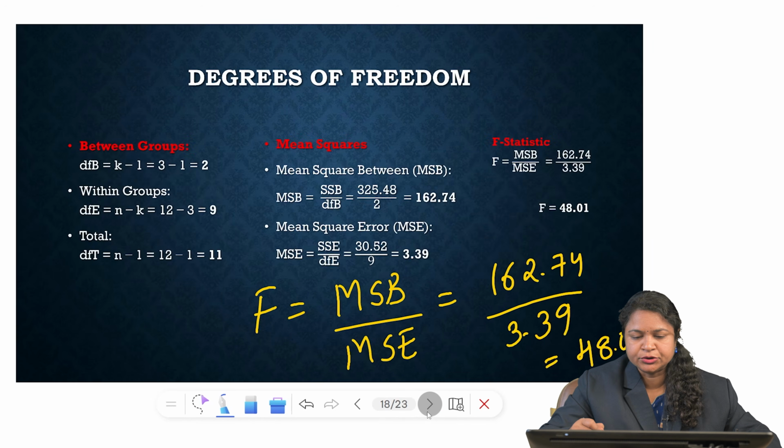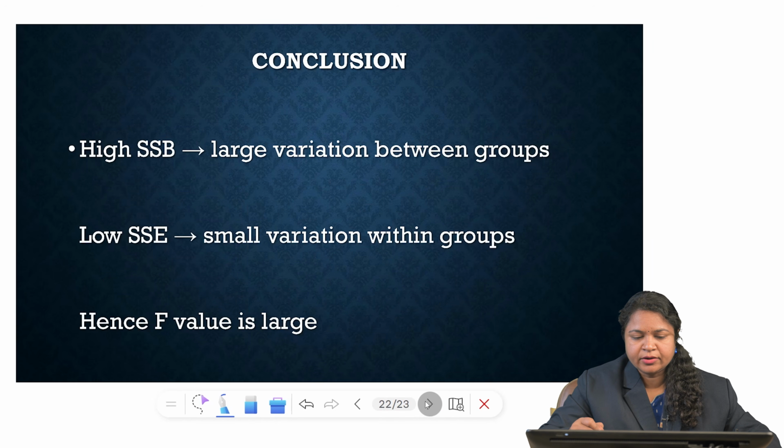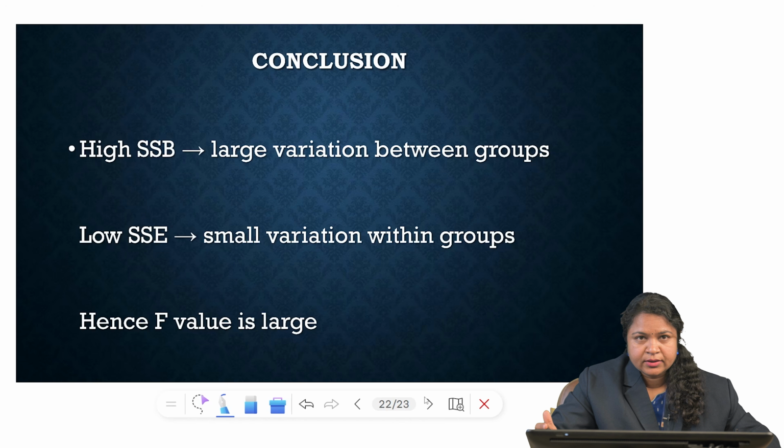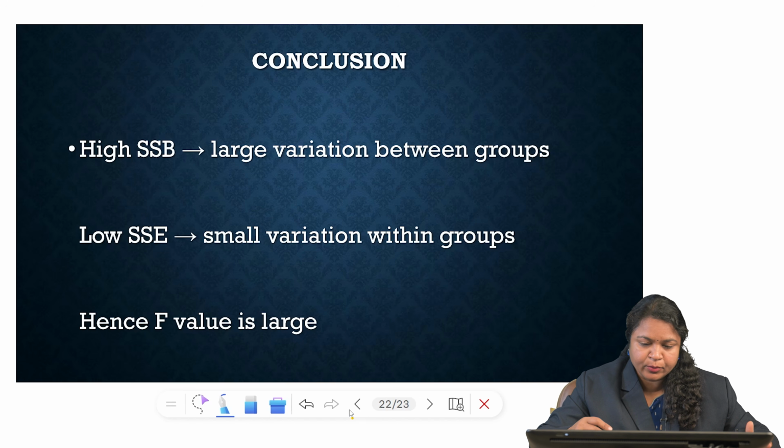This is the conclusion. So from the conclusion, I can say that if you are having high variation between the groups, that means large variation between the groups, or low SSE, or small variation within the groups, the value of F will be large and the hypothesis will be rejected.